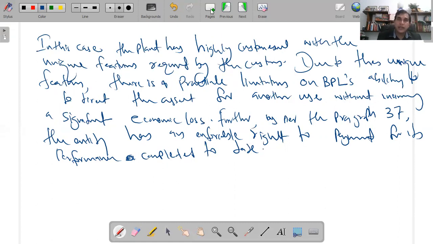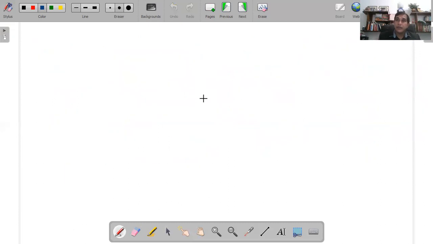The next one, remember, the customer can cancel the contract. However, the work in progress is an asset for the customer. So that's also one of the points mentioned in paragraph 35.